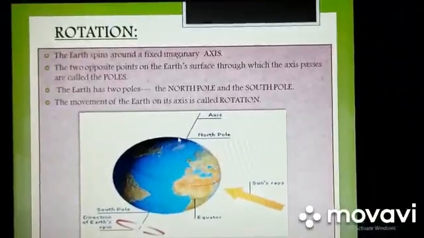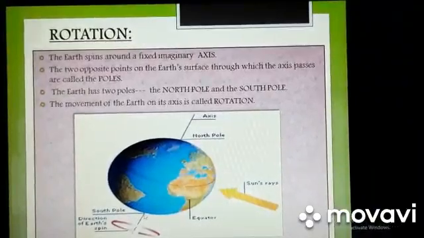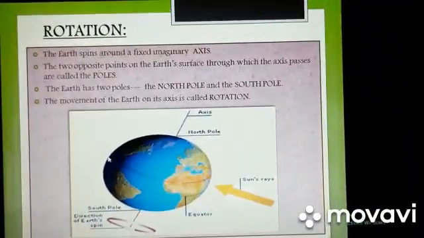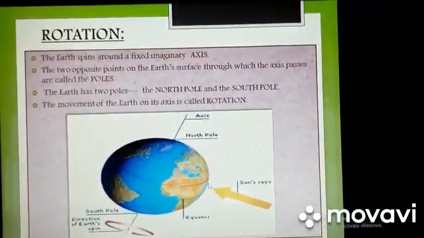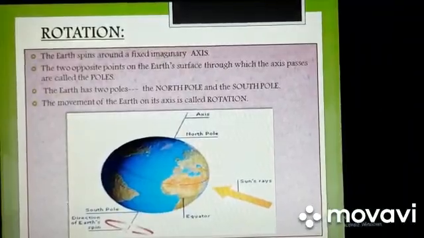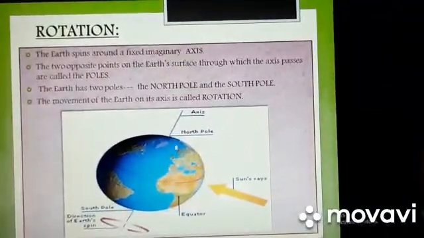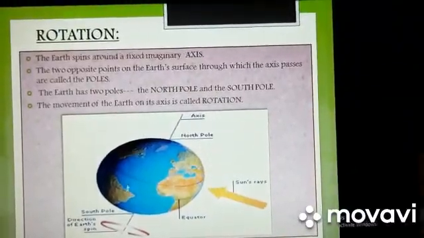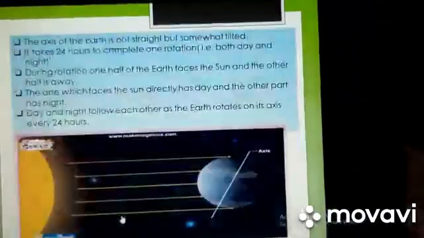Now this axis passes through the two poles of the earth, the north pole and the south pole. The one at the top is called the north pole and the one below is called the south pole. To the left side is the west and to the right hand side is the east, and the earth rotates from west to east. So this movement of the earth is called rotation, and our earth has two poles, that is the north pole and the south pole.